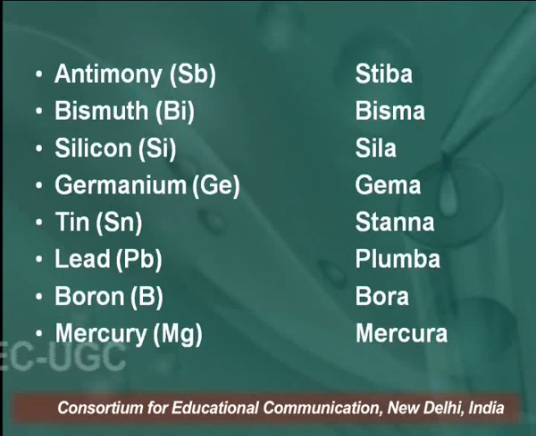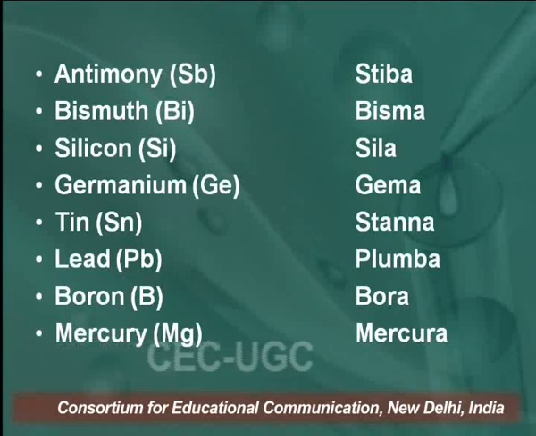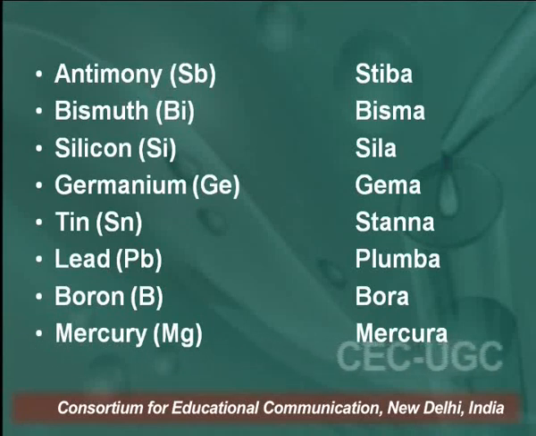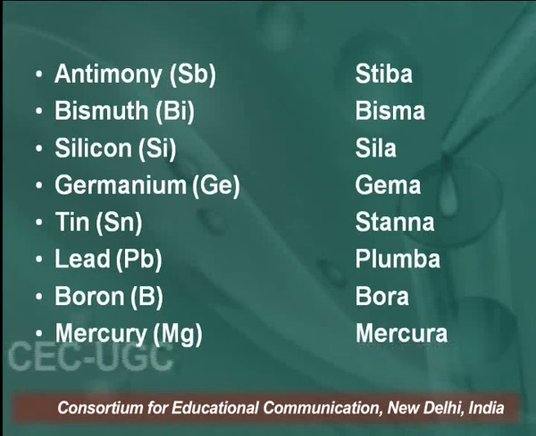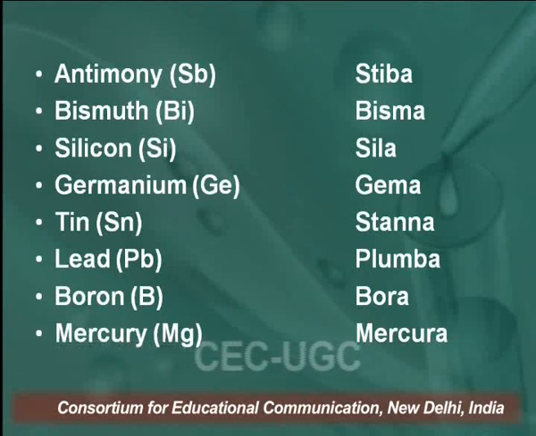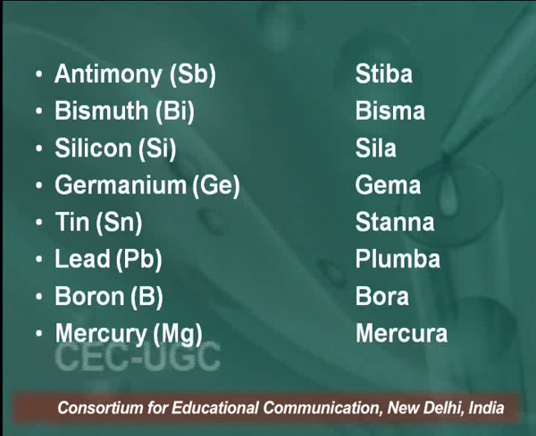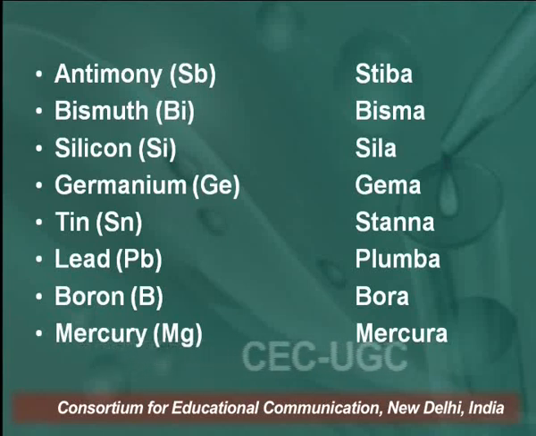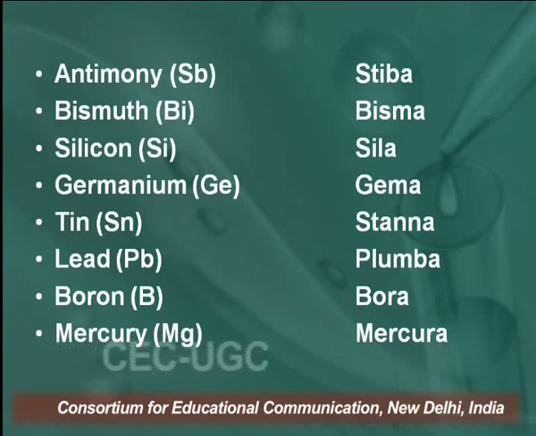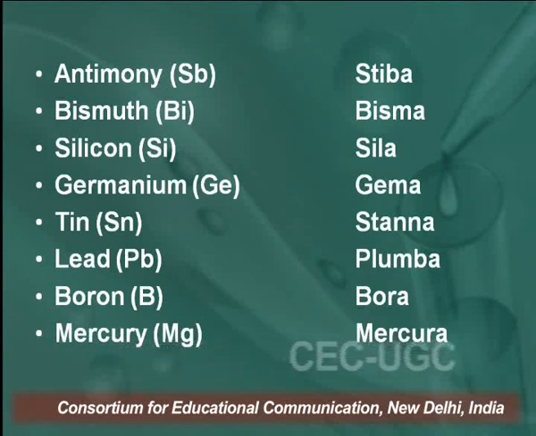Bismuth, it will be bisma. Silicon, it will be sila. Germanium, it will be germa. Tin, it will be stanna. And lead, the prefix will be plumba. Boron, the prefix will be bora. And for mercury, the prefix will be mercura. So you have to first memorize the prefixes. This is how we give the name of a heteroatom in the prefix form, right?